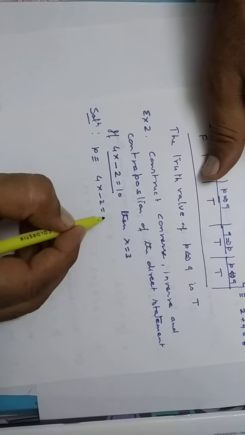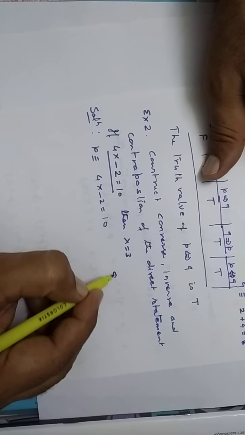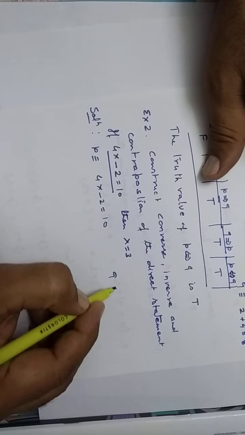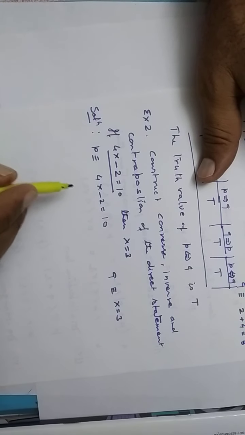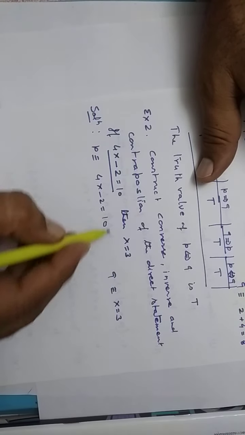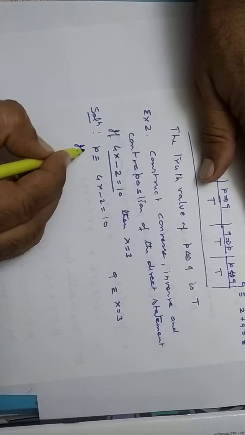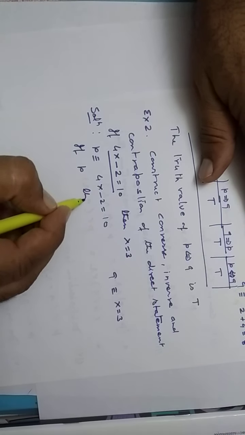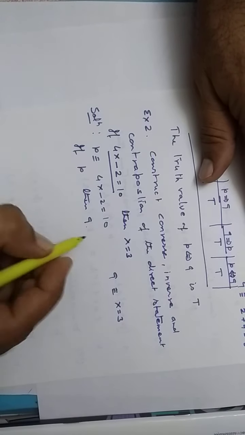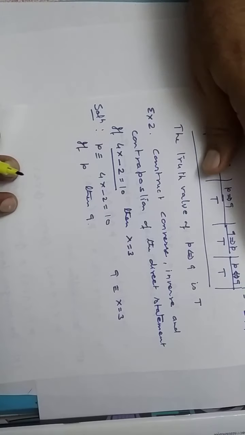4x minus 2 is equal to 10. And Q is another statement, that is x is equal to 3. P implies Q. The given direct statement is: if P then Q. This is our direct statement.